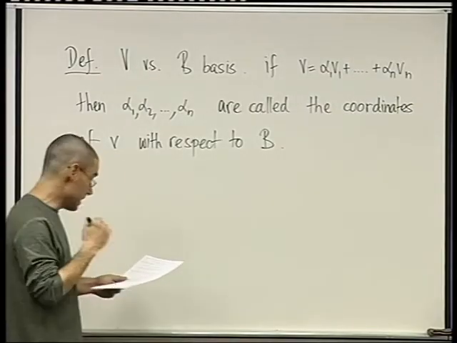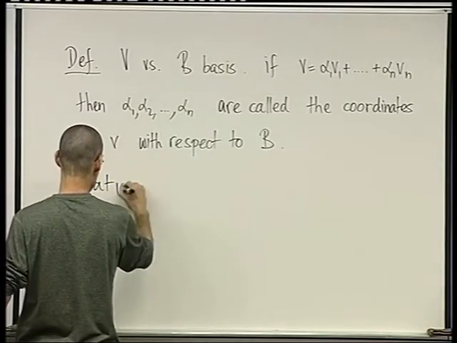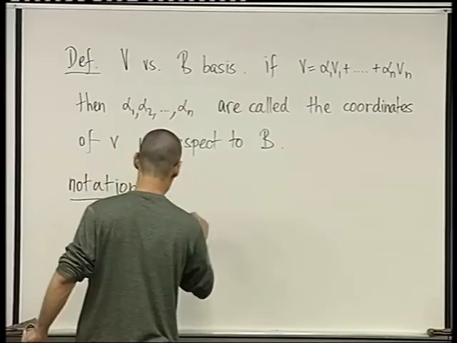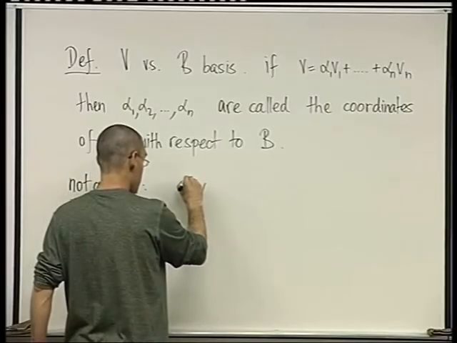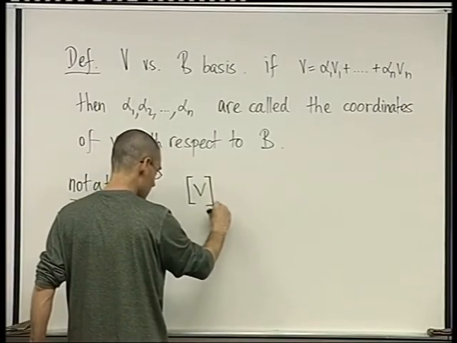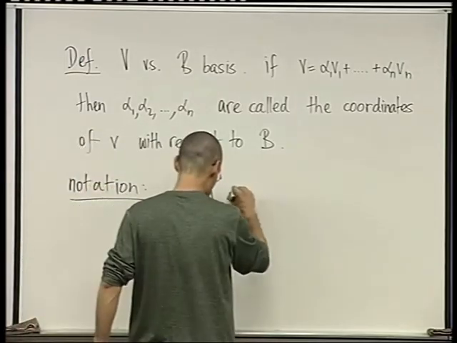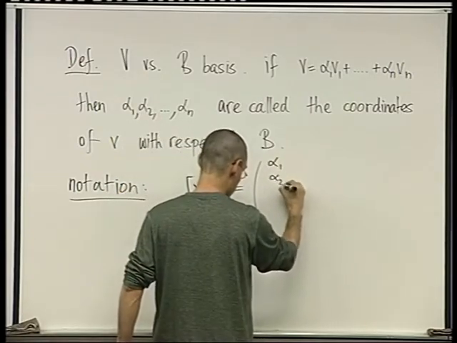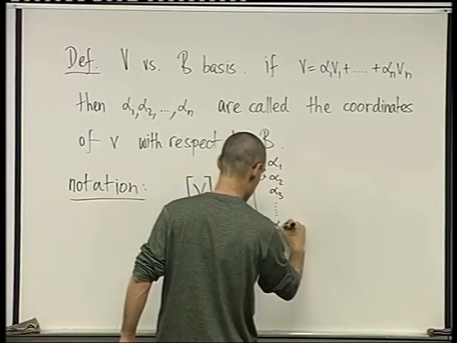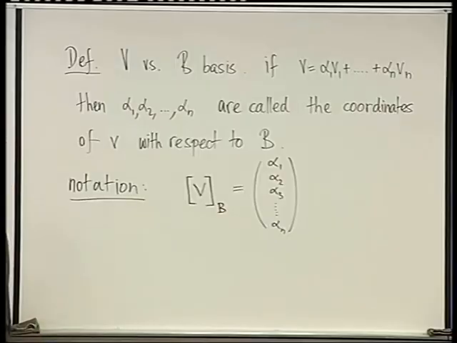Okay? And the notation is the following. We take V, the vector, and its coordinates with respect to the basis B are denoted like this. And this is merely the vector, and we usually write it as a column vector of those coordinates, alpha 1, alpha 2, through alpha n. And this is called the coordinate vector. Okay? Let's do some examples.